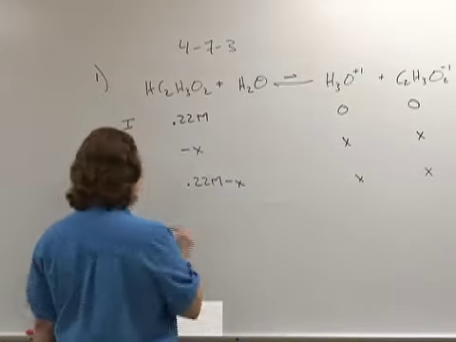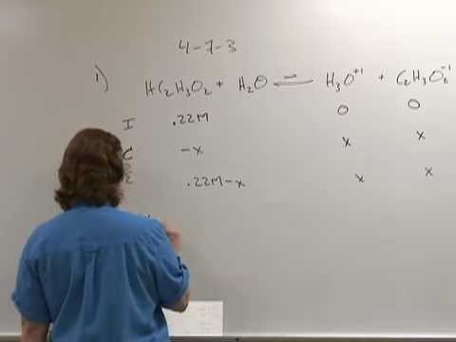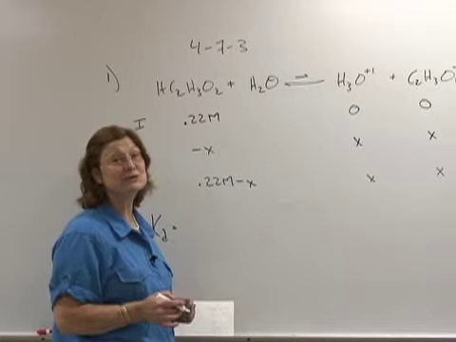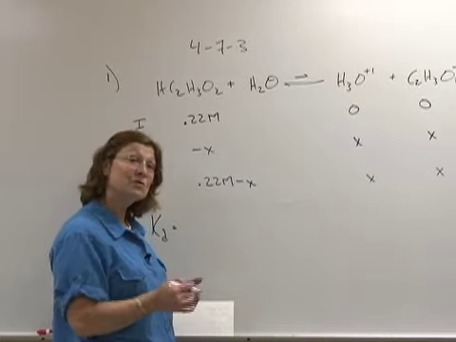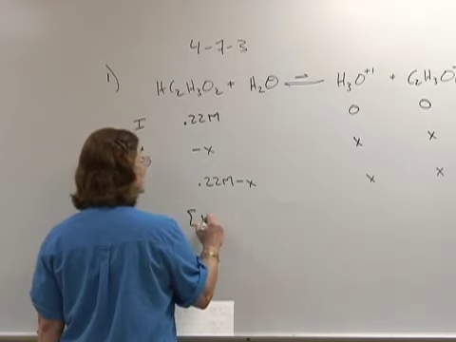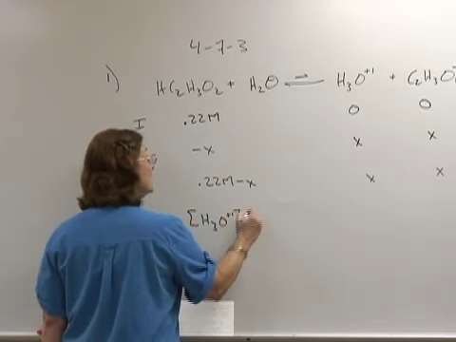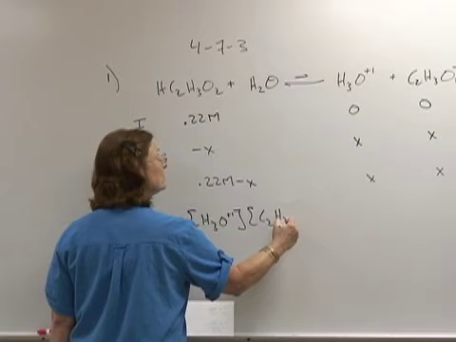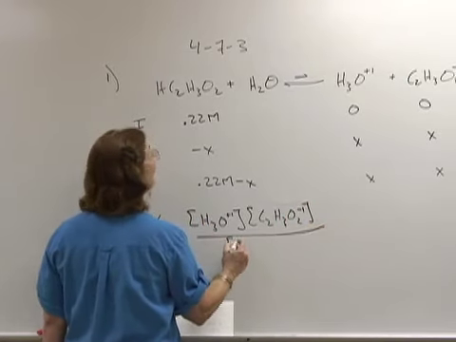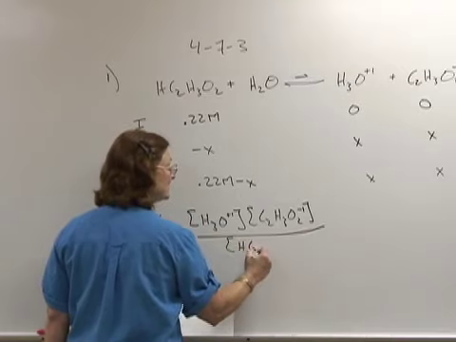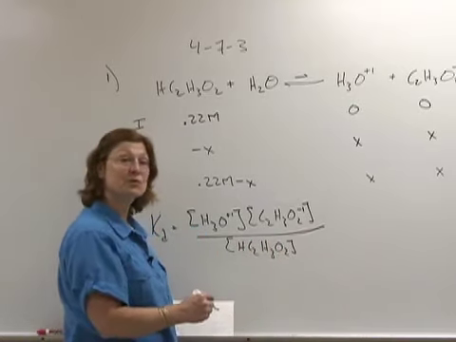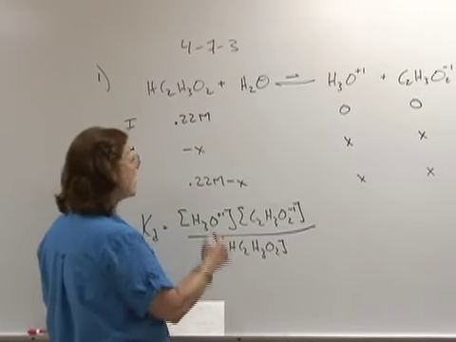Now I'm going to write out the equilibrium expression. It is just a very good habit because as we move to higher levels, we need to establish those basic habits so that the problem solving is easier. Well, it's the products, which is my hydronium ion times my acetate ion, divided by my reactant, which is my acetic acid. And I do not include the water because it is a pure liquid.